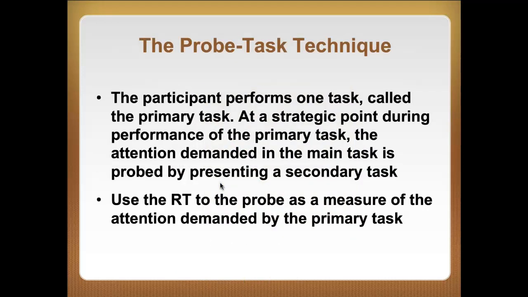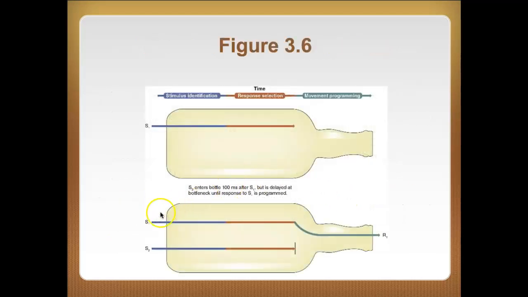So there also is what they call the probe task. So this is when there's a strategic point in the performance of the primary task, and the attention demanded for that main task all of a sudden is probed by a second task. And so they're using that response time to distract them. So here's stimulus one, response selection, and they have to pick that movement coming after. So they have the second response, they'll have two of them, and it's going to be delayed to select which program they want to grab.